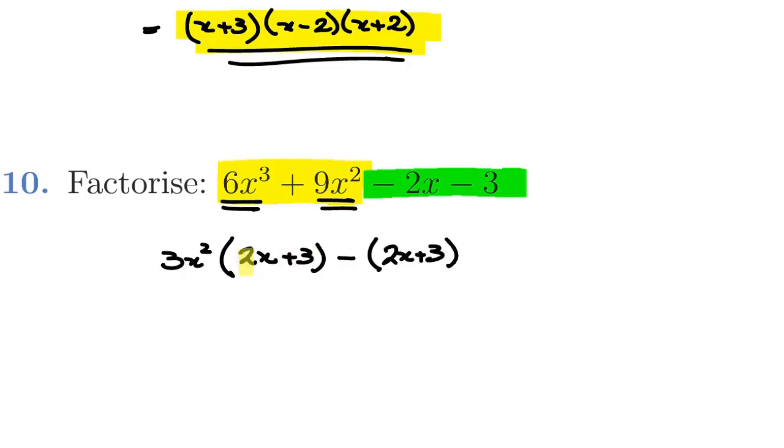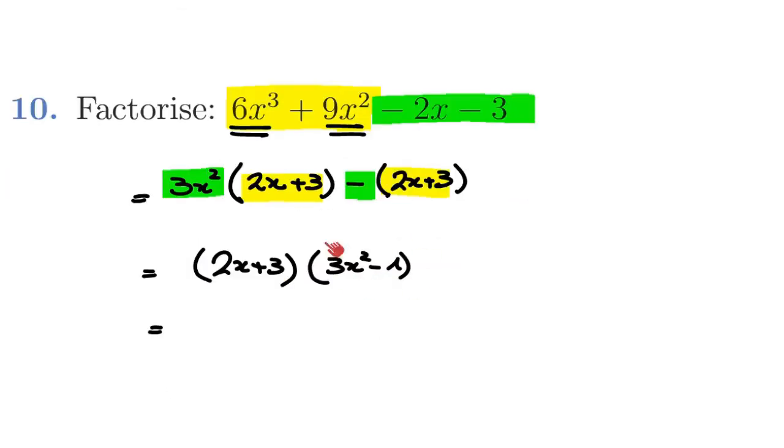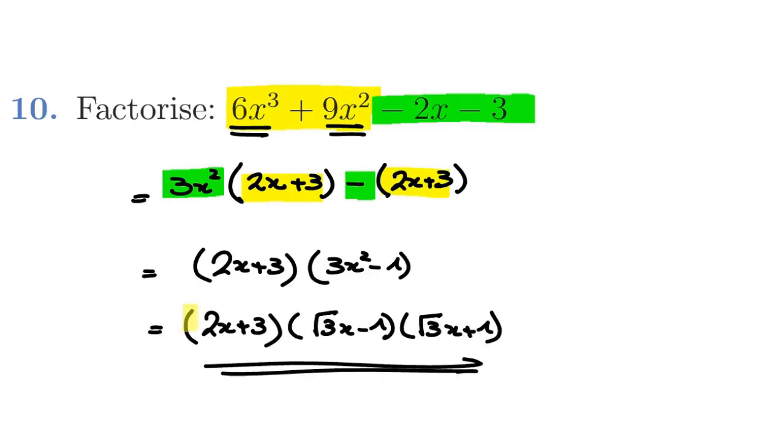Very good. Now, I'm going to factor out 2x plus 3 as a common factor. Therefore, here we're also left with 3x squared minus 1. If we absolutely have to factor this, we can do it if we want. We can factor it like this: square root of 3 x minus 1 using the difference of squares, and square root of 3 x plus 1. This was our last question.